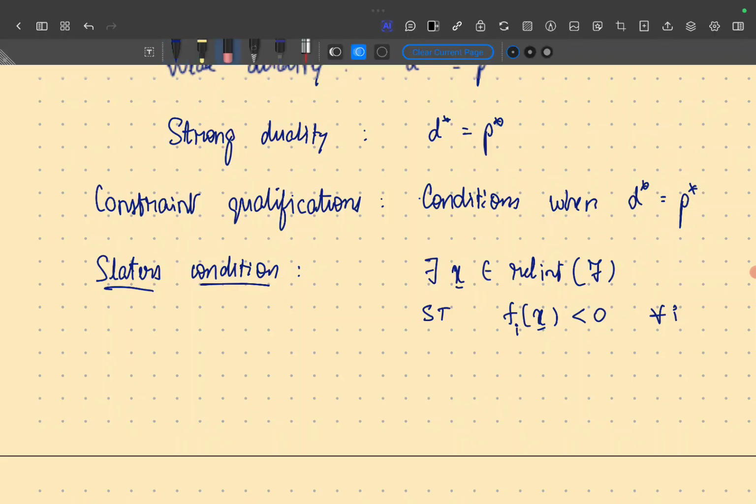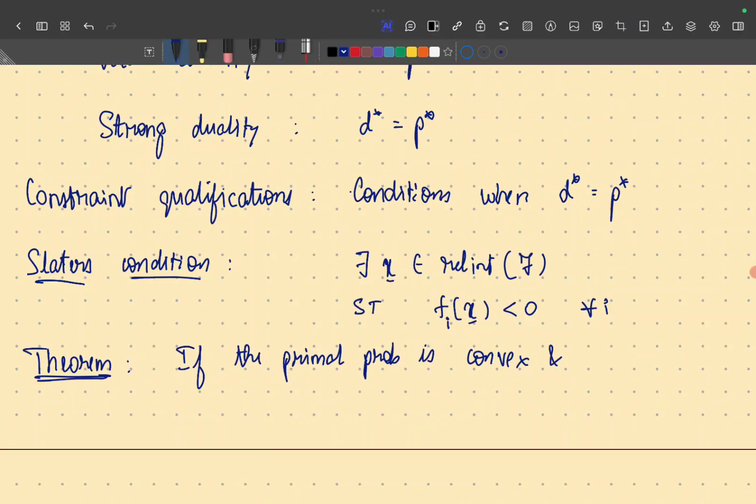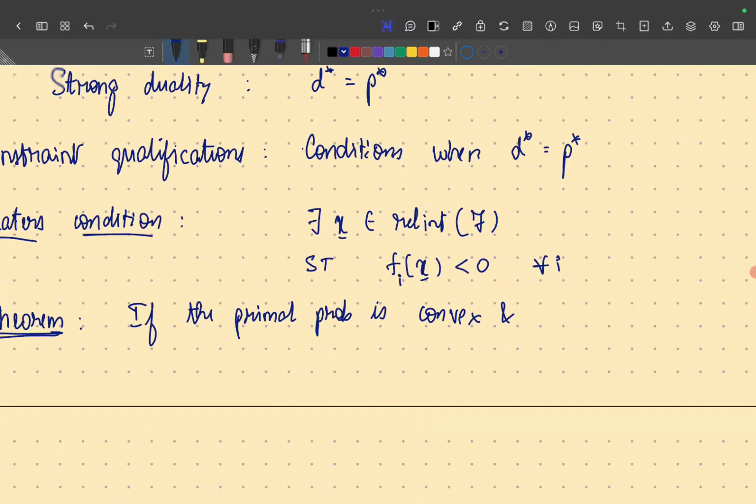The claim, or the result, is that if the primal optimization problem is convex, which means that the objective function and all of the inequality constraints are convex functions, and all the equality constraints are affine functions, and Slater's condition is satisfied, then strong duality holds.